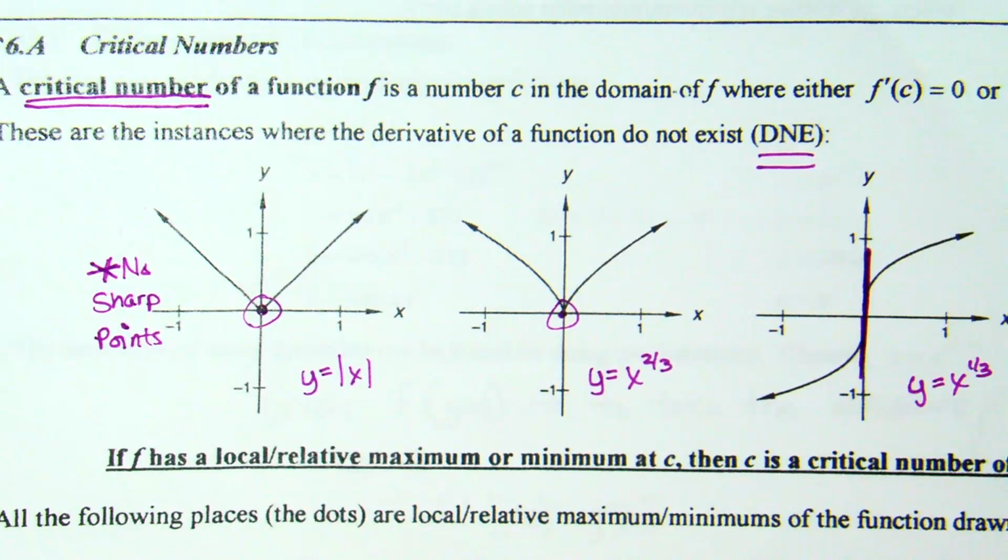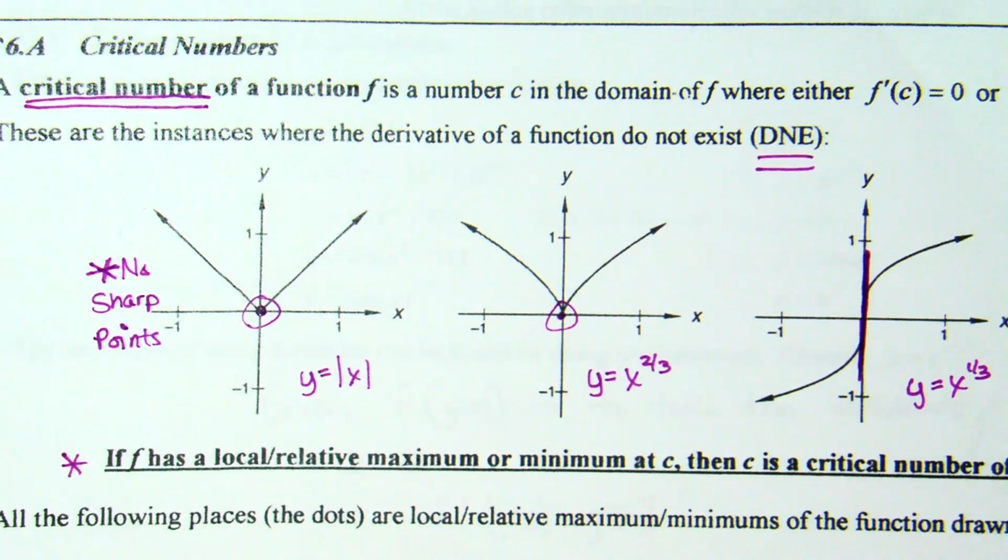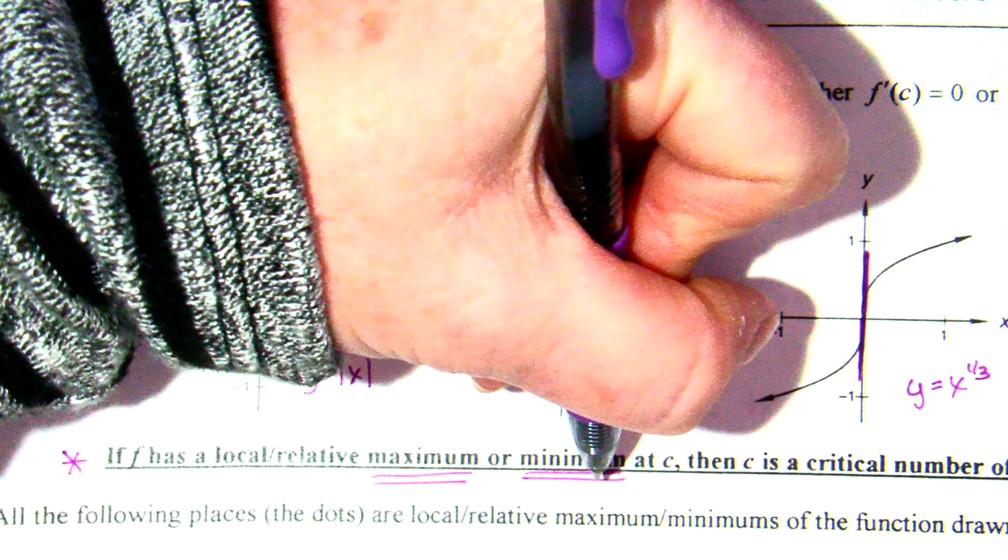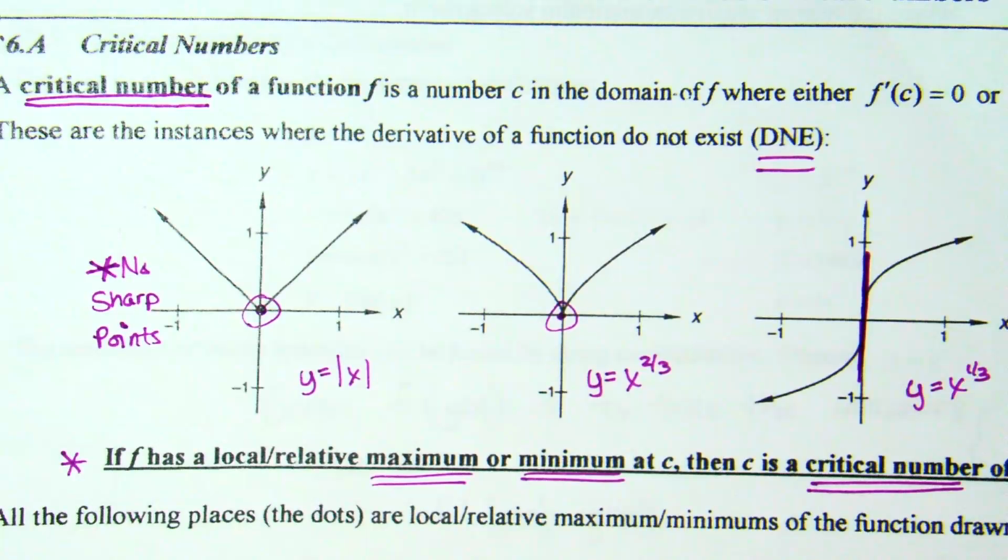Key point here, if f, so if a function has a local or relative maximum or minimum at a point C, then C is what we call a critical number of f. And I will explain that here as we look at the graph, but the point being stated is if there's a max or a min, basically, then that is a critical number. And look at the situation here.